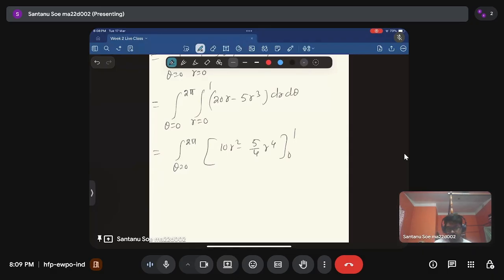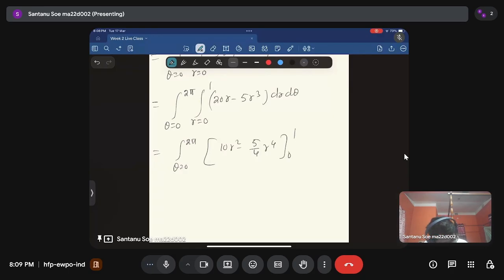So I hope this is clear now, and let me explain again what I have done here. The question is given like this: F is a vector field where S is the boundary of the region G below the paraboloid z equals 4 minus x square minus y square, and inside the cylinder x square plus y square equals 1.